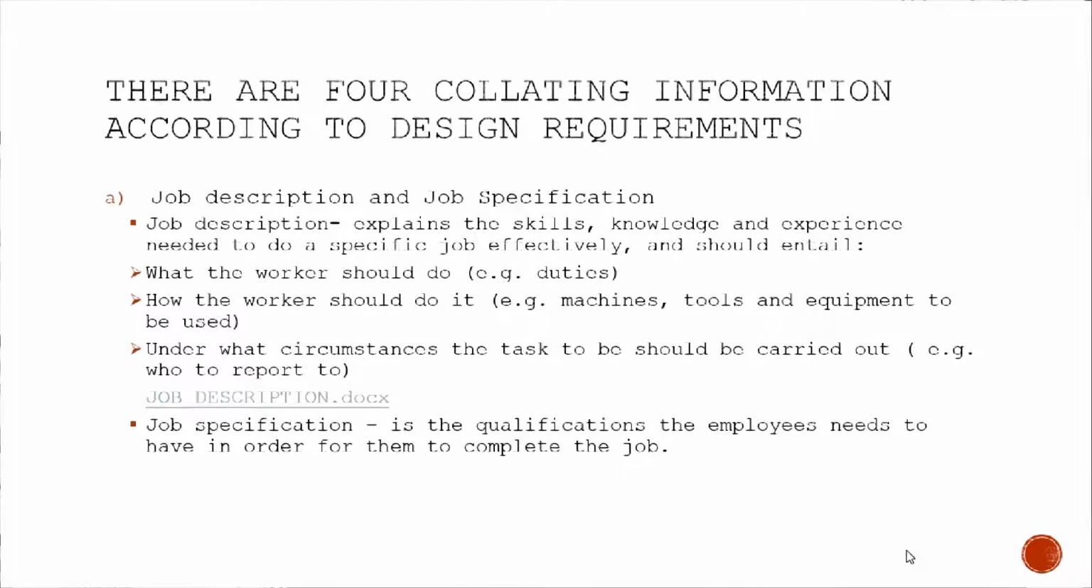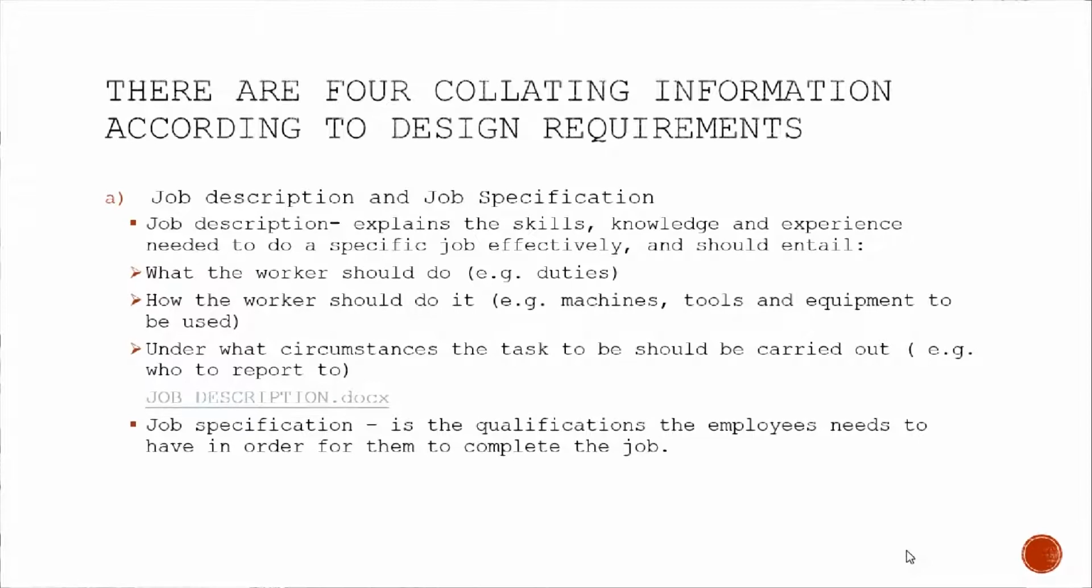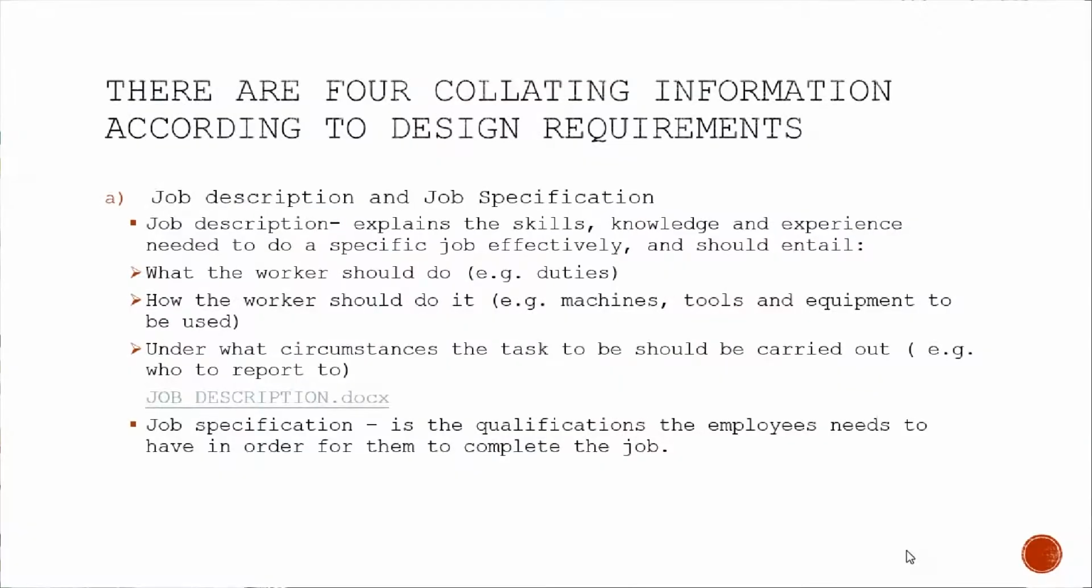I will start with the explanation of the job description. It explains the skills, knowledge, and experience needed to do a specific job effectively. And it should entail the following: what workers should do, for example, duties that the workers should do in the organization; how the workers should do it, the machinery and the tools that must be used in order for the worker to be productive; and under what circumstances the task should be carried out, for example, who to report to. It can be your manager or the supervisor in an organization.